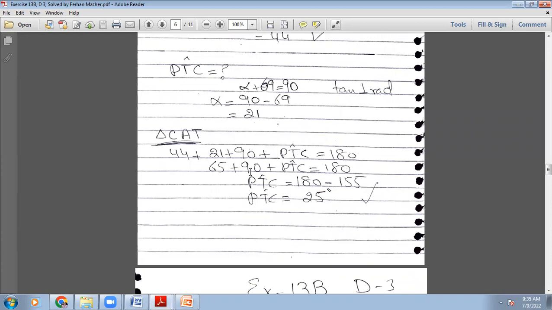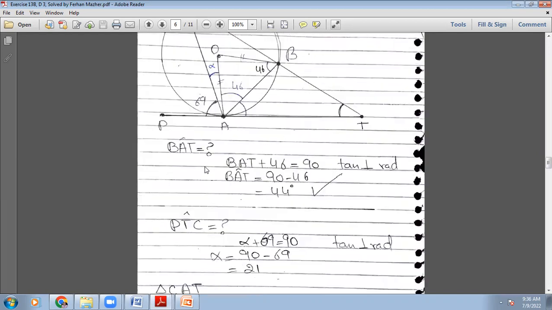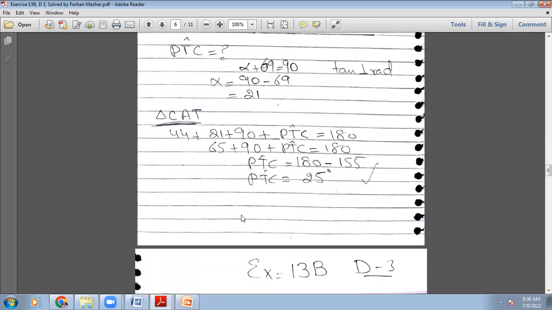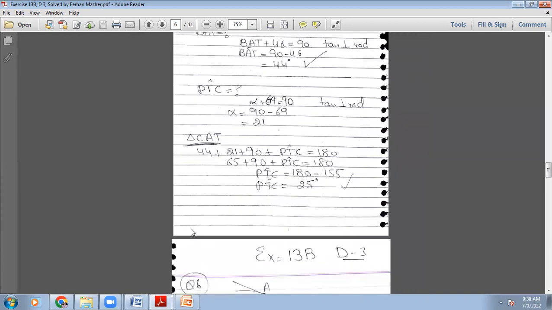So 65 plus 90 plus PTC is equal to 180. So PTC is equal to 180 minus 155. PTC equals 25 degrees. So that angle will be PTC, this angle will be 25. So this is how this is done.